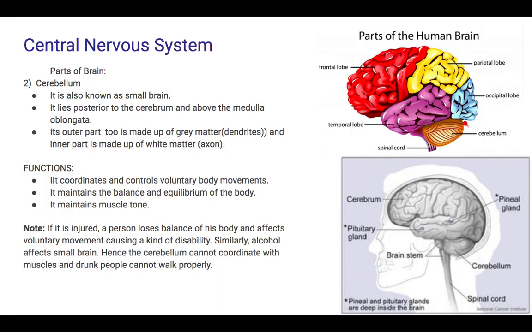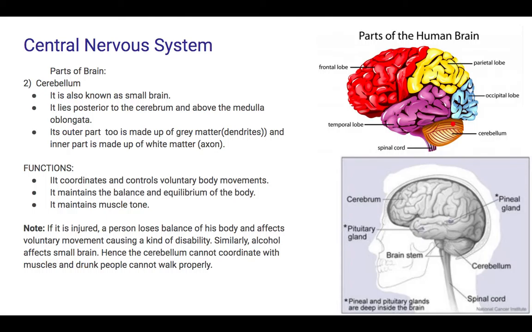Cerebellum, the cerebellum, it is also known as small brain, and it lies posterior, means behind the cerebrum, and above the medulla oblongata. This part is called medulla oblongata. Above the medulla oblongata and posterior to cerebrum, this cerebellum is located. And like cerebrum, its outer part is gray matter, and inside part is white matter.